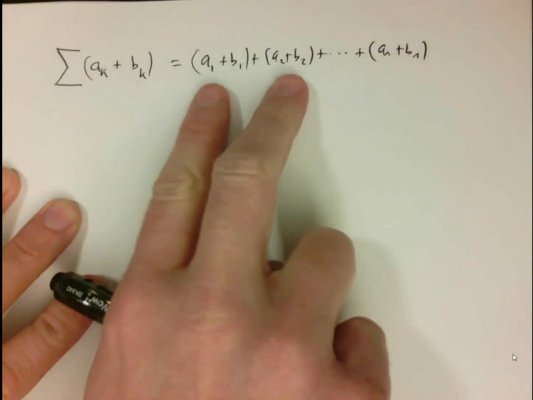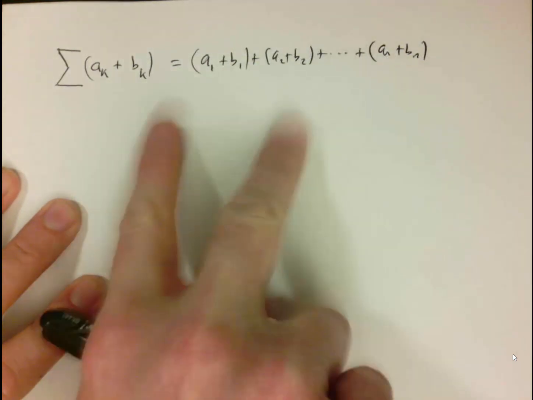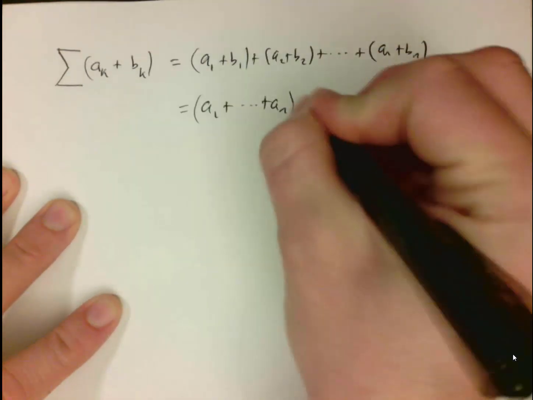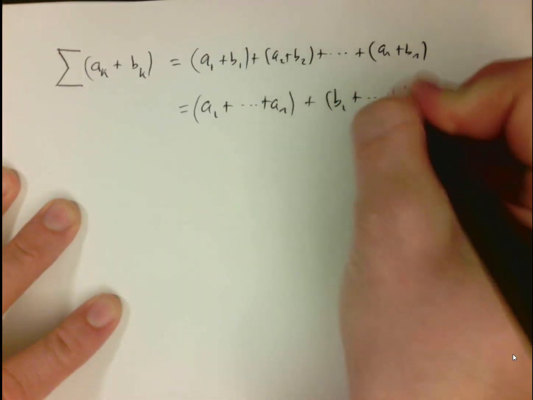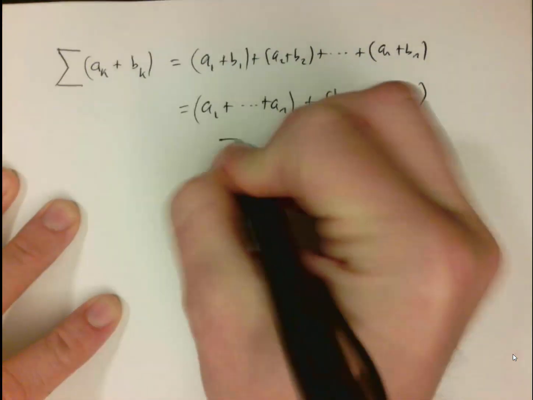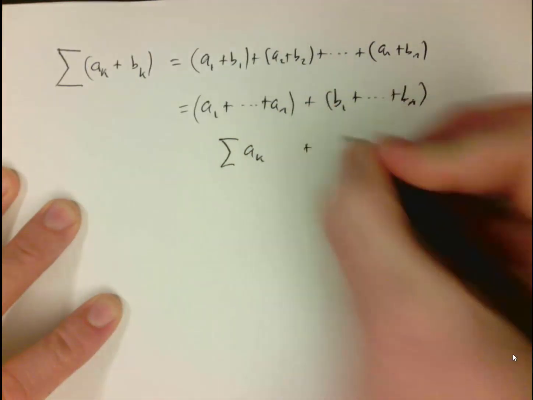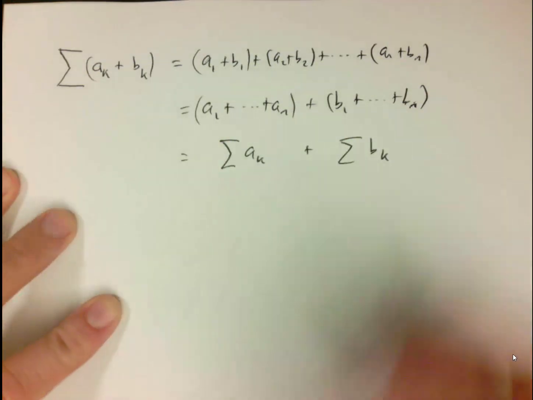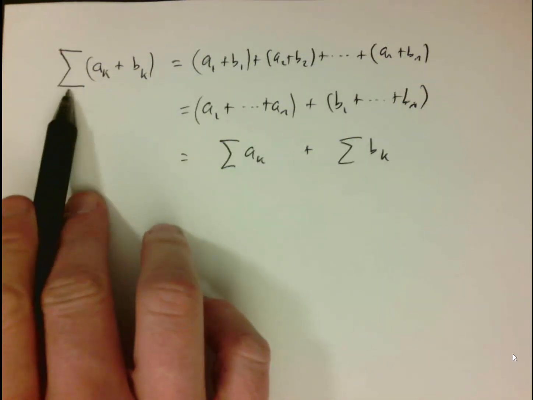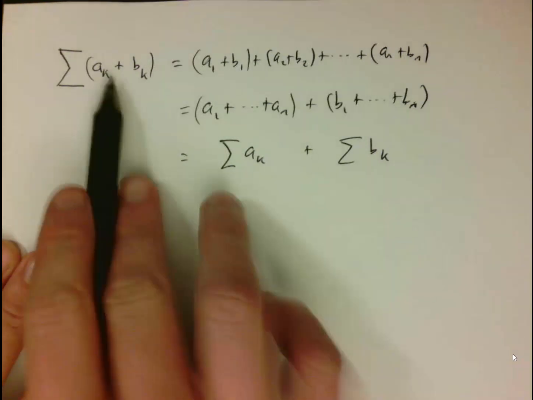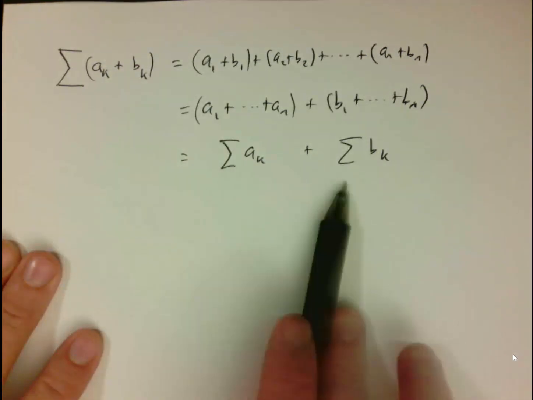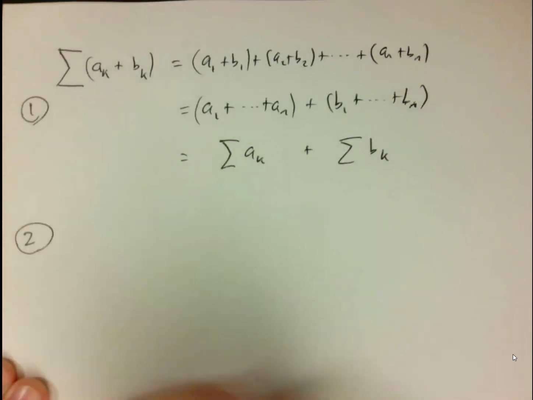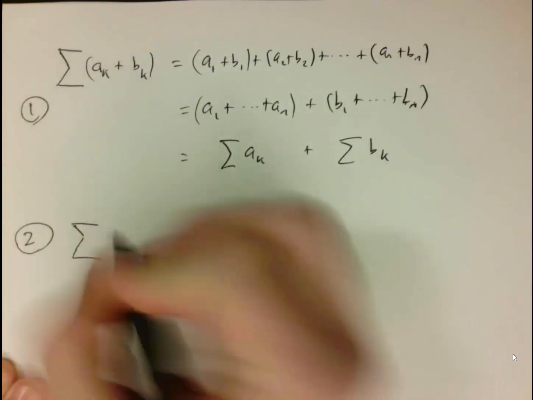So obviously, I could separate these and add all the a's first and then all the b's. So a1 to an would be my first sum, and then I'd have b1 to bn as my second sum, and then I can write those as their own summations, sum of the a's and sum of the b's. So that's the first sum property, is if you have a summation of two separate terms being added together or subtracted from one another, you can break that into two separate summations. The second summation property is what I just said.